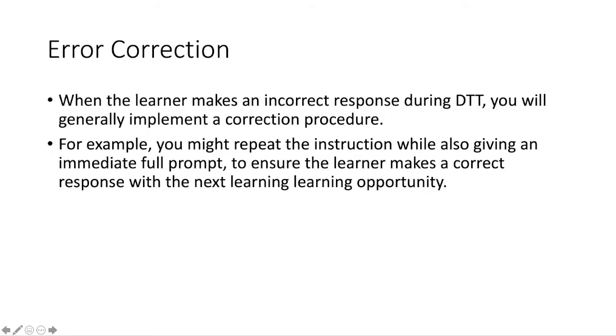It's super important. So when the learner makes an incorrect response during discrete trial training, you will generally implement a correction procedure. For example, you might repeat the instruction while also giving an immediate full prompt to ensure the learner makes a correct response when the next learning opportunity occurs.